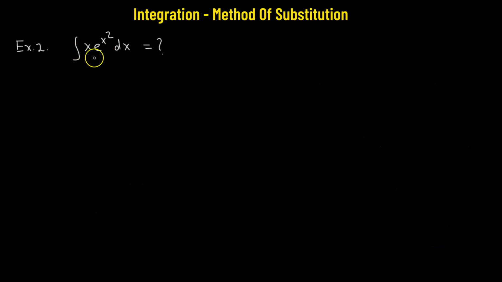So here we have to integrate the function x times e raised to the power of x squared. Even though this looks like an extremely complicated problem, it is much easier than you think. So we will use the method of substitution. We will substitute the power of e, which is x squared, with, let's say, the new variable u.